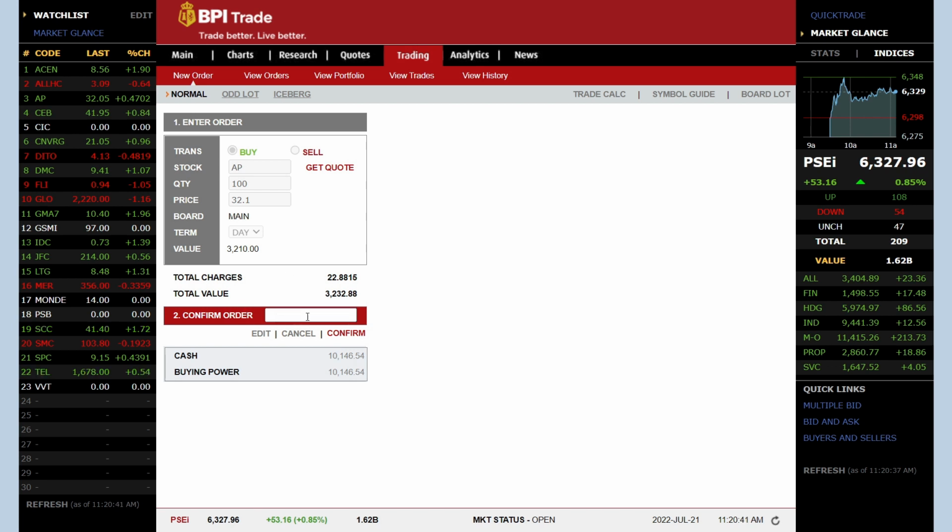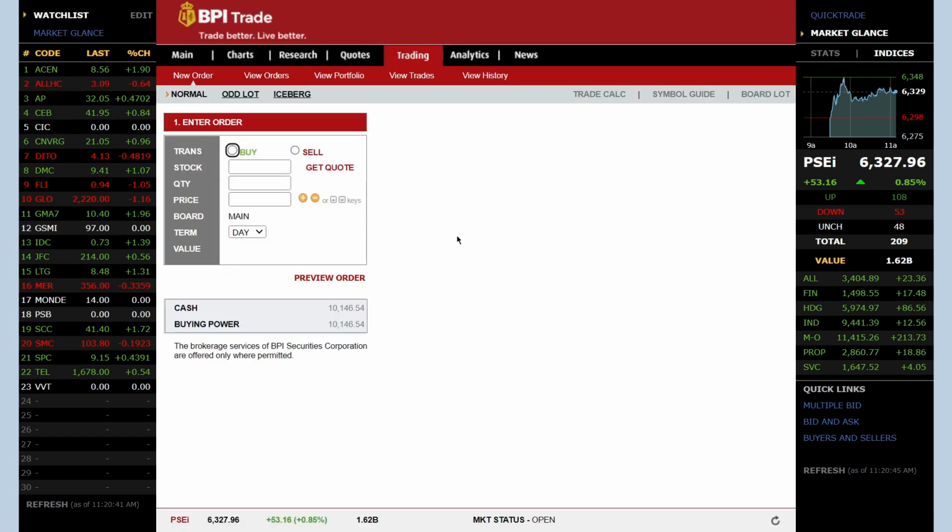Then, lalagay mo lang dito yung password mo para ma-confirm yung order. Hindi naman ako interesadong bumili ng AP ngayon, so kakancel lang natin yan.